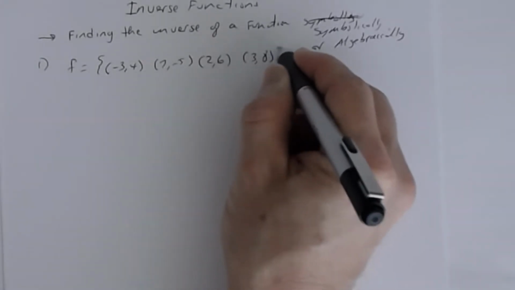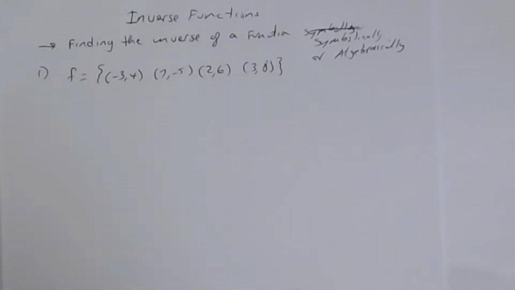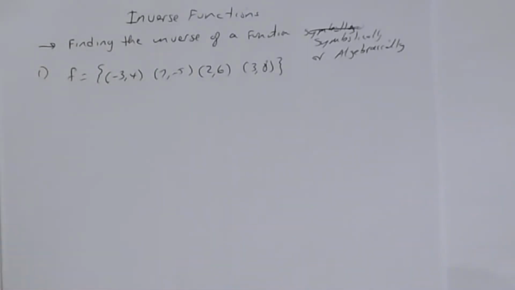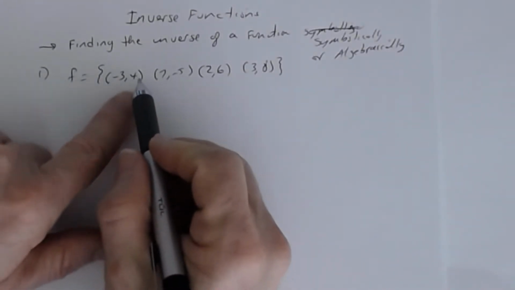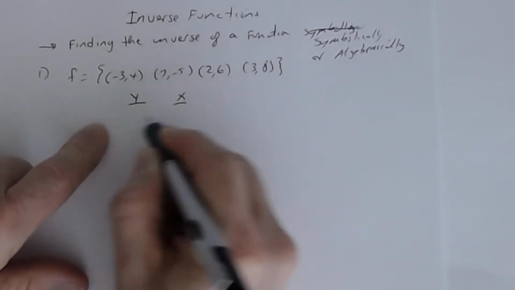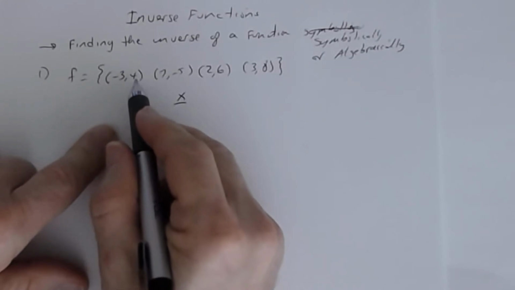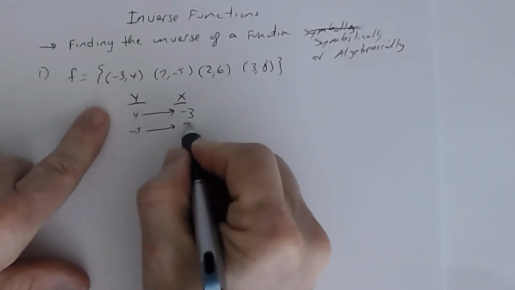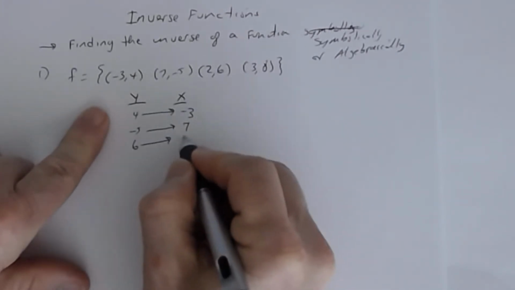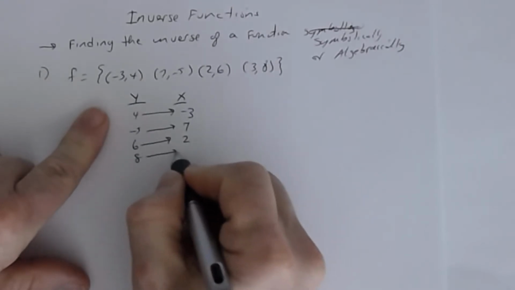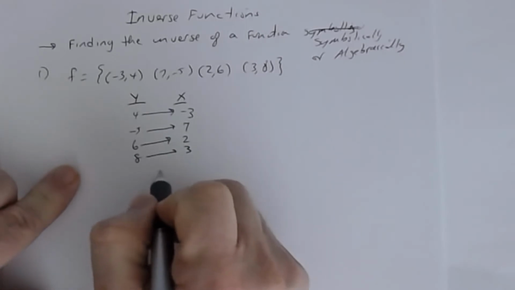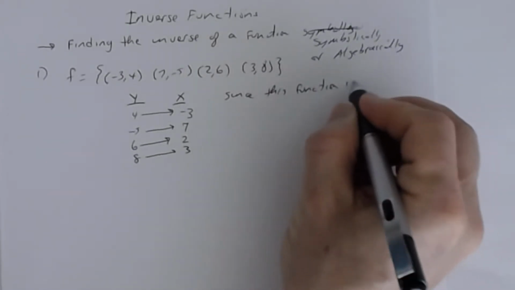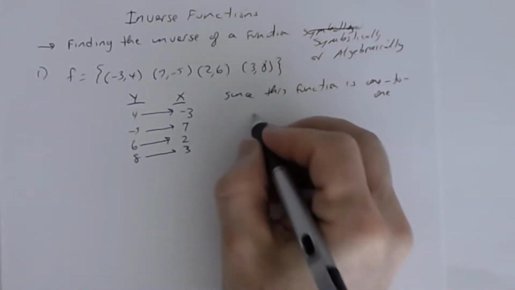First of all, keep in mind that if we're going to talk about inverses, it has to be a one-to-one function. And this is a one-to-one function because for each y coordinate, there's only one x coordinate. When y is 4, my x coordinate is -3. When y is -5, my x coordinate is 7. When y is 6, my x coordinate is 2. When y is 8, my x coordinate is 3. So notice that each of these y coordinates has exactly one x coordinate. So this is a one-to-one function. Since this function is one-to-one, it has an inverse.